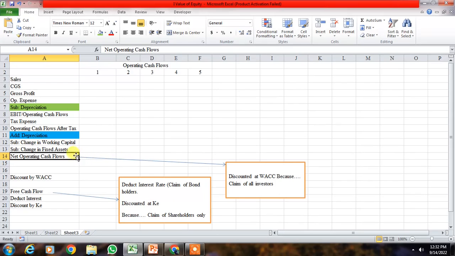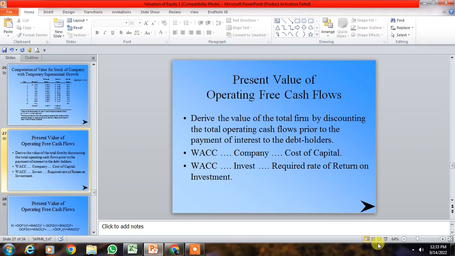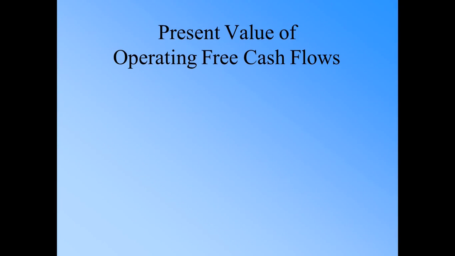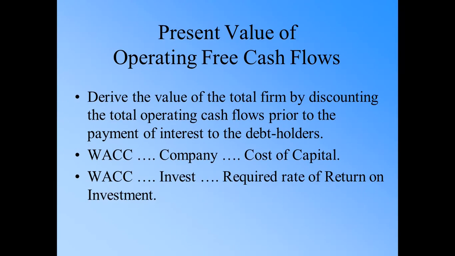That is why we discount the operating cash flow using the WACC instead of only KE, the required rate of return on equity. So WACC represents the required rate of return of all the investors. This is the average required rate of return of all the investors. So that's why, my dear, we discount the operating cash flow using the value of the WACC.